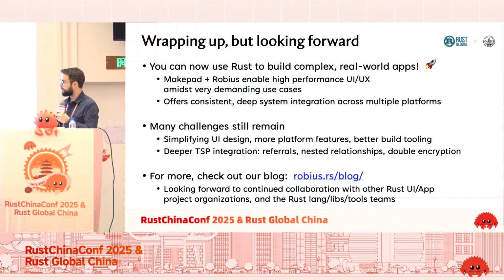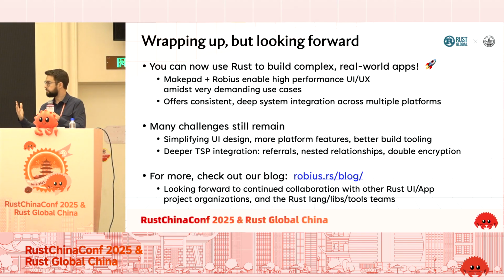Okay, so just wrapping up here. Main takeaway, you can now use Rust to build complex real-world applications. With Makepad and Robius, you can get high performance and you can have deep platform integration. There's still a lot of challenges that we're working on. Don't have time to get into them, but one of the major things is to make it easier to use, because it is still, I think, a little bit more difficult to create a UI and handle the UX and the Rust logic than in other UI toolkits like React.